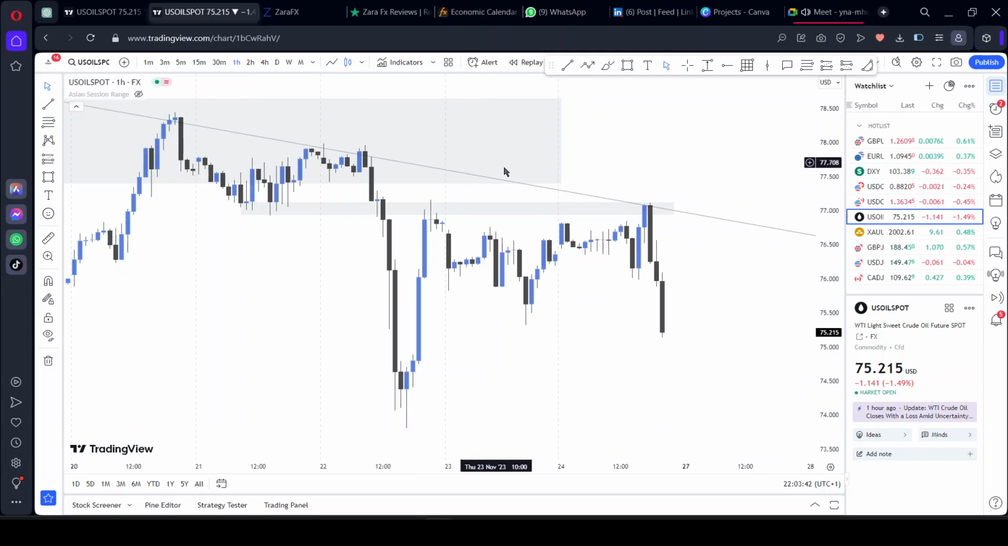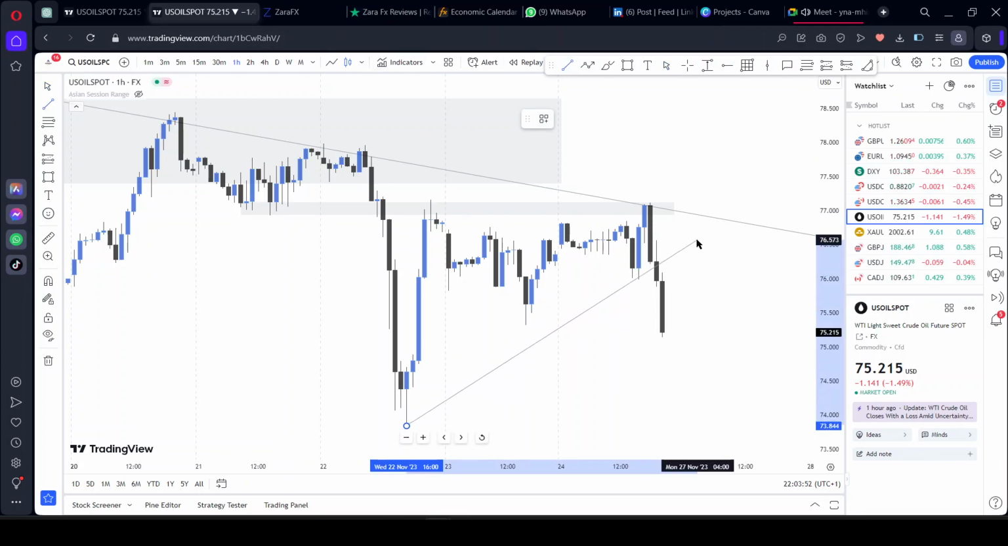So on US oil, this is what I usually do. I wait for candlestick patterns to take my trade. Because I'm using candlestick patterns to take this trade, I can actually have, and this was where I entered myself from today, here, and this is where my stop loss is.